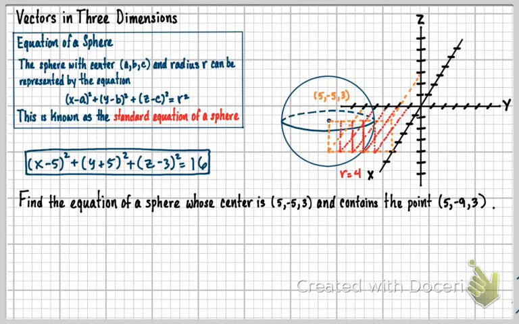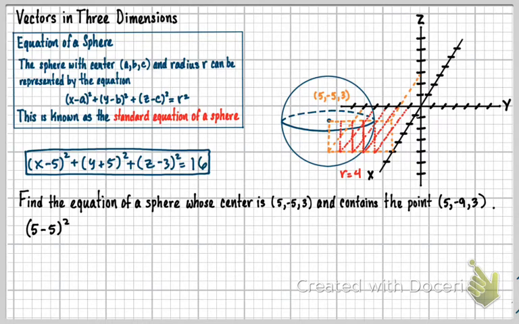Find the equation of a sphere whose center is (5, -5, 3) and contains the point (5, -9, 3). We're going to use the same formula for this one. We know a point on the surface of the sphere, and we also know the center, so all we have to do is plug it in. For the point on the sphere, we plug that in for x, y, and z. So that's going to give us 5, that's going to be my x, and then minus my 5, because that second 5 is the center. That's my a.